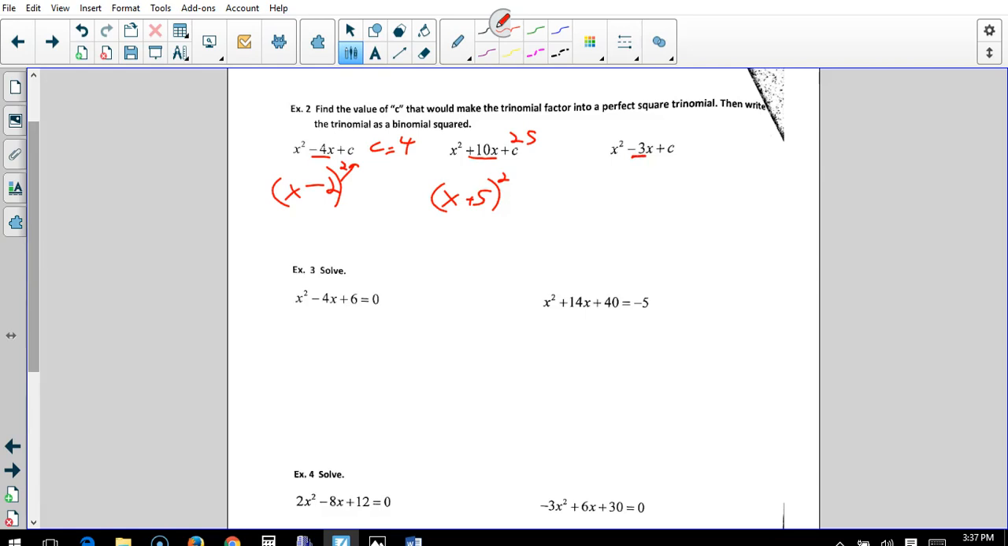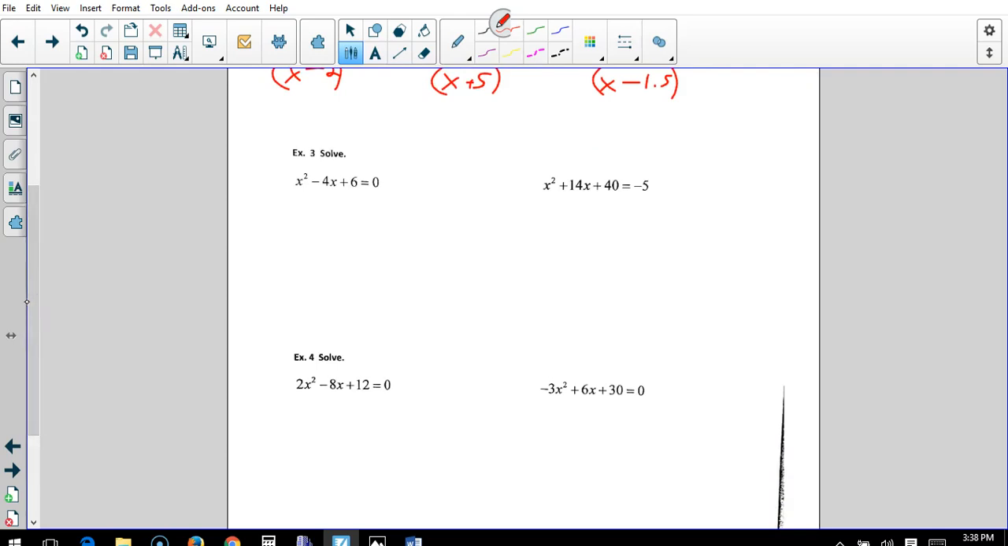Okay? Half of this, half of -3 is -1.5. It's not always going to be nice and pretty. We square -1.5. So 1.5 times 1.5. Take your calculators out and do that. 2.25. So C is 2.25. There we go. X minus 1.5 squared would give you x squared minus 3x plus 2.25.